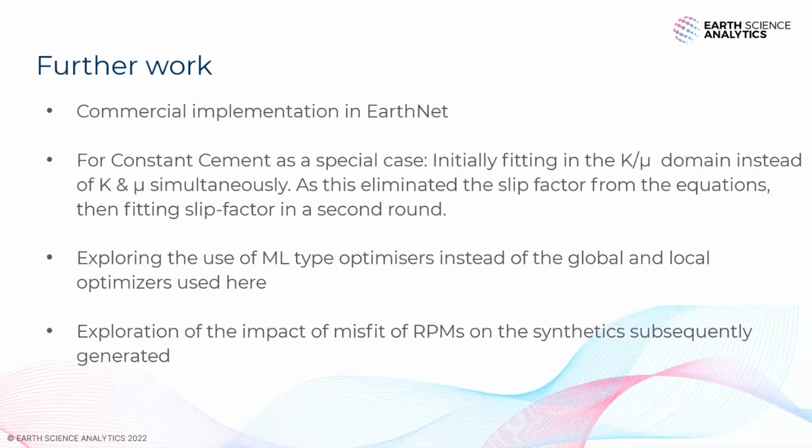And then exploration of the impact of misfit of RPMs on the logs and synthetics that are subsequently generated. So you may notice in those previous parameter space maps that we showed, there's quite large bullseyes around the best fit on each of those parameters. So if we were to misfit by 5 or 10%, would that make a massive difference? How much would be an acceptable level of misfit to still get a relatively good prediction? And might that be something we could exploit to accelerate this process faster by allowing a small degree of misfit that we know is going to be insignificant on the logs and synthetics that we generate afterwards?